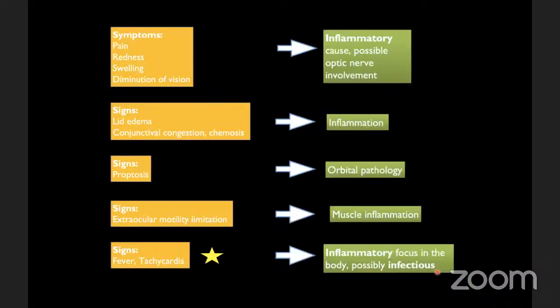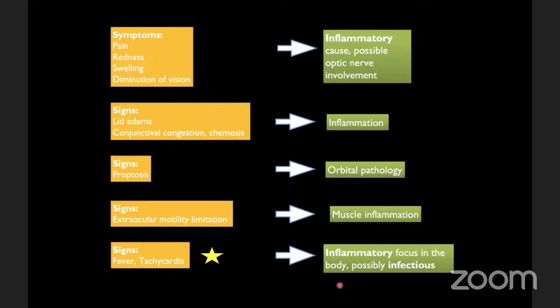Now, let us try to look at why each of these happen. So before that, let us just run through the symptoms that she had. So pain, redness, swelling can be attributed to the inflammatory process that was happening. And when there is a complaint of blurring of vision or diminution of vision, obviously there is an optic nerve involvement, right? And when we talk about signs, the lid signs, which is the lid edema and the conjunctival congestion, along with the chemosis, again, could all be attributed to inflammation.